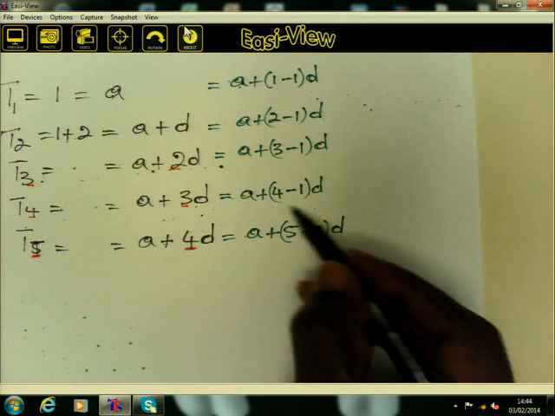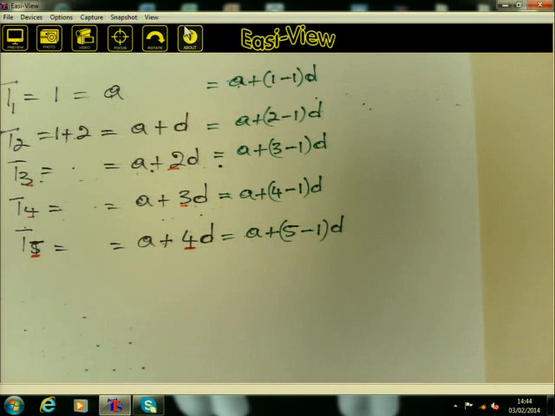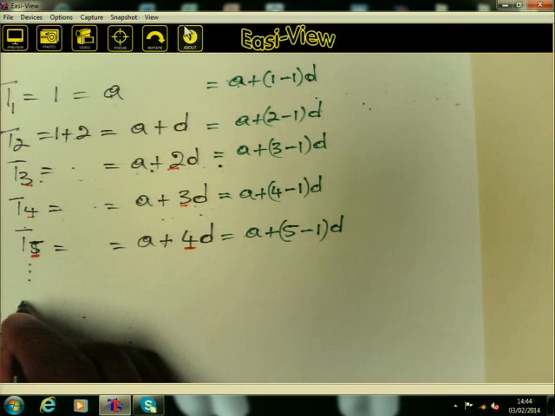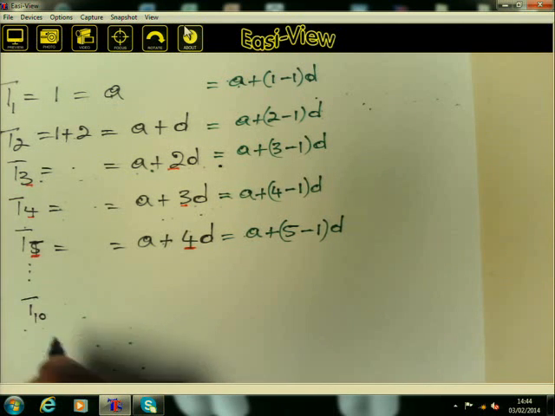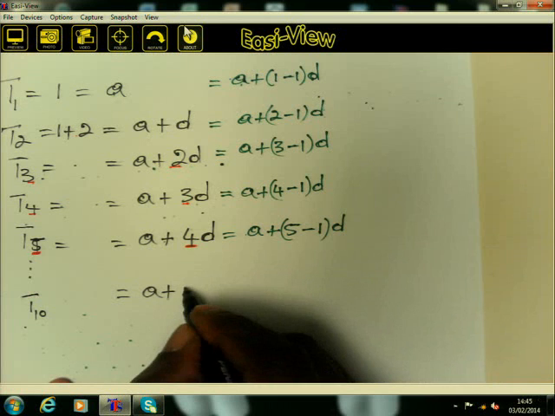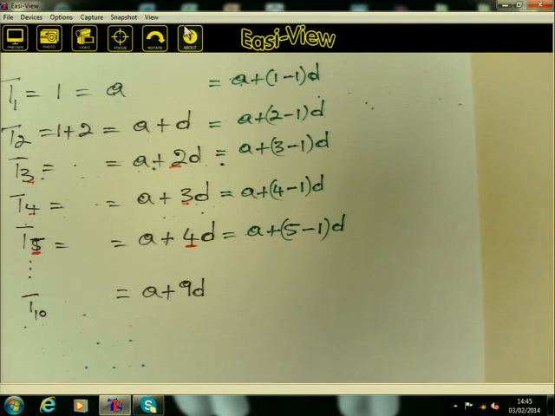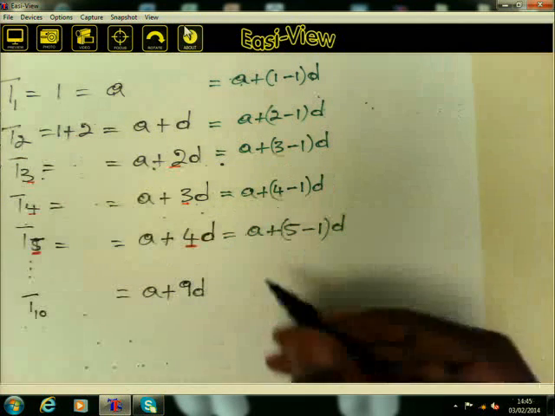So now that we have realized what is happening in this pattern, we are able to see what is going to happen if we are looking for, say, term number 10. I know you know that one very well. If you take that one, it will be the first term added to 9 differences. The 9 differences come on our side, the green side there.